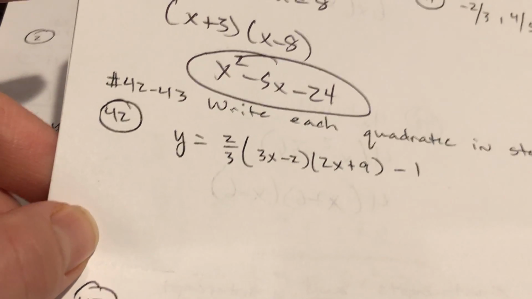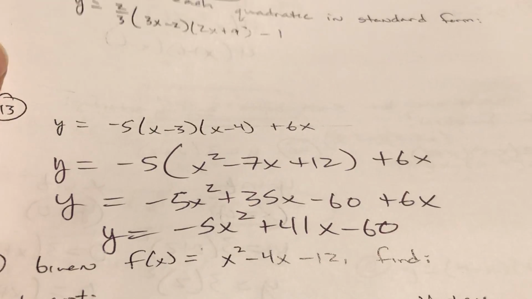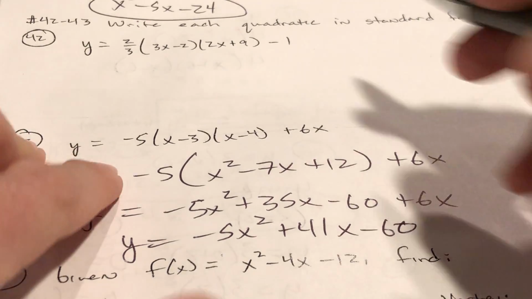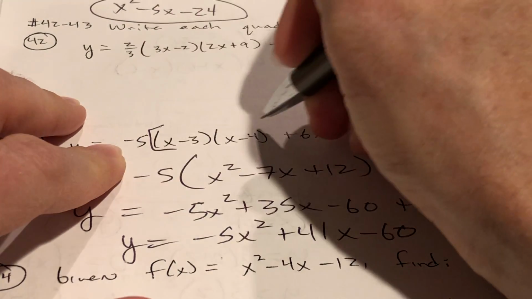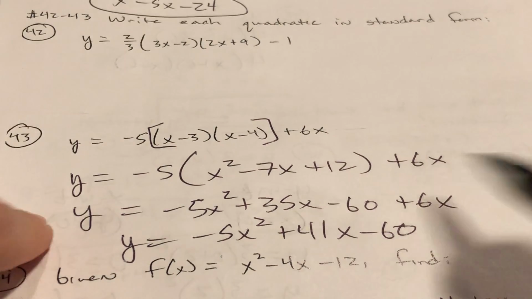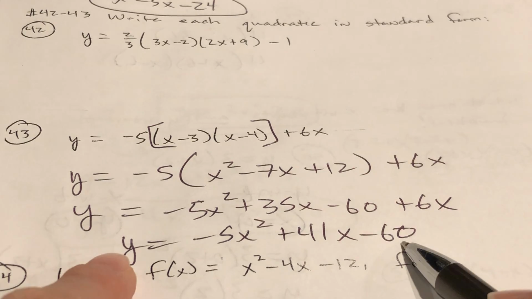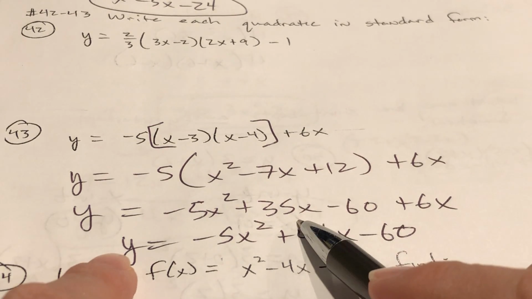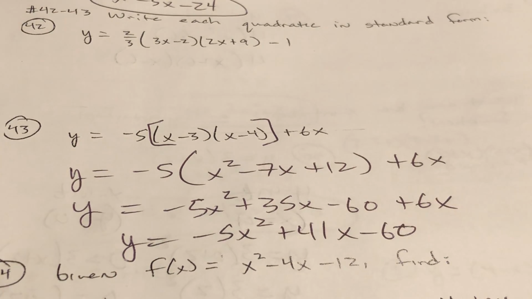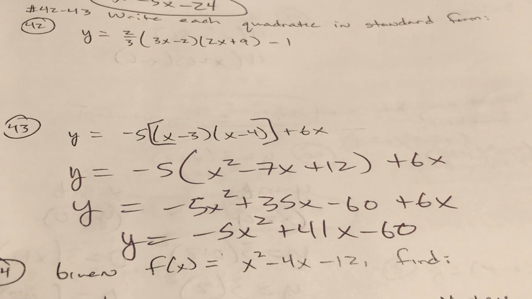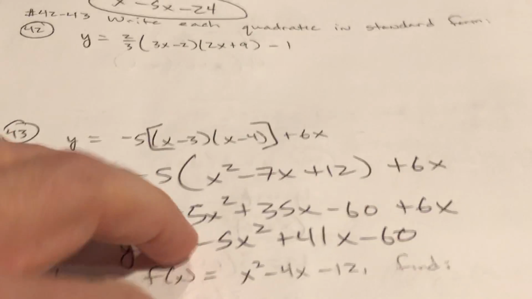All right, I'm leaving the more challenging ones for us to do in person. Write it in standard form. So what I did is I took this and I FOILed it. And then I multiplied by negative 5. And then I just added the 6x and the 35x together. So take a look at that. We'll talk about 44 when I see you again.